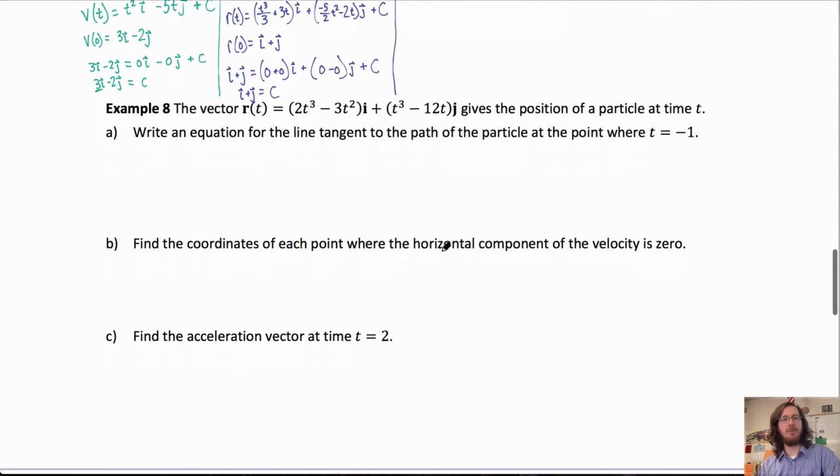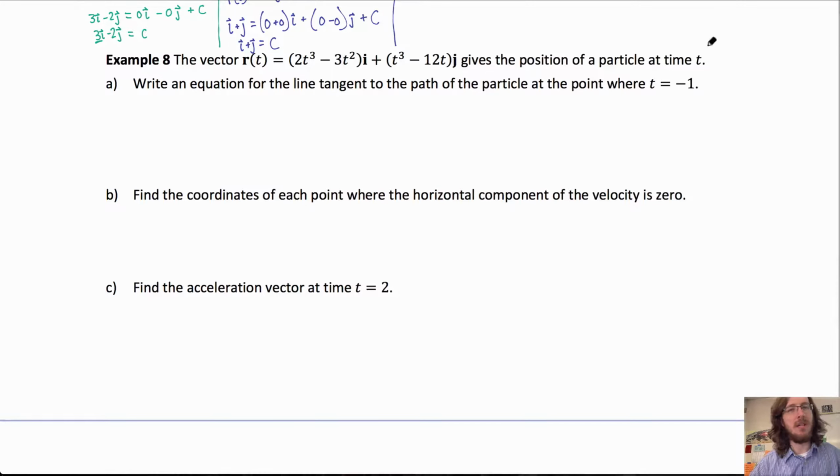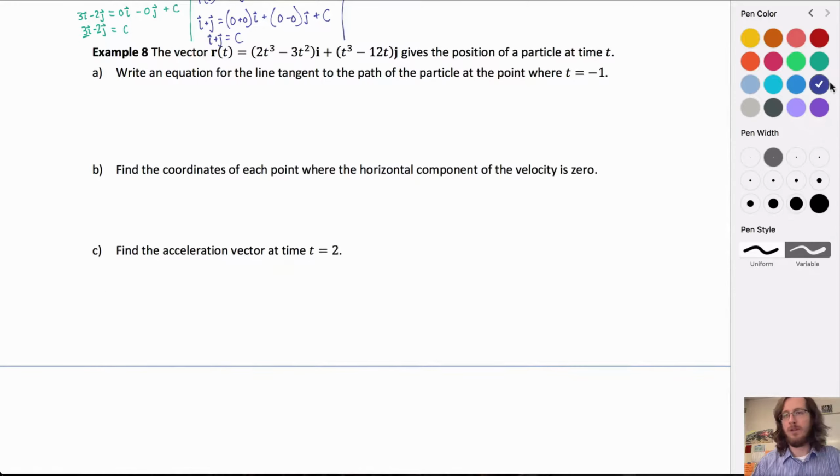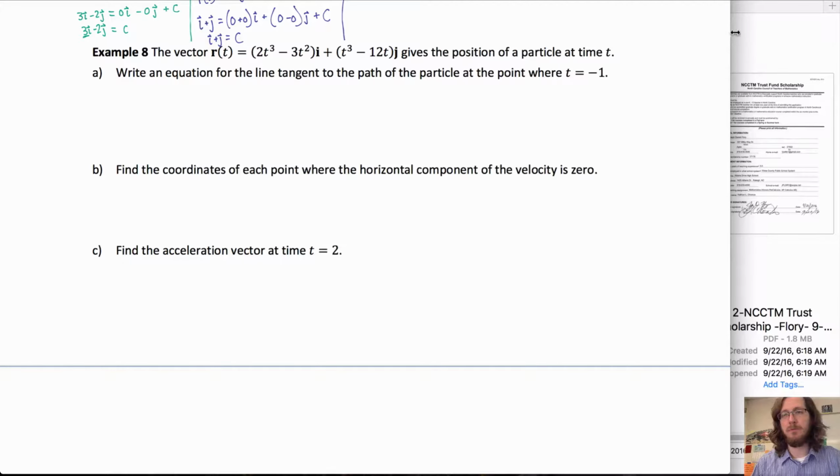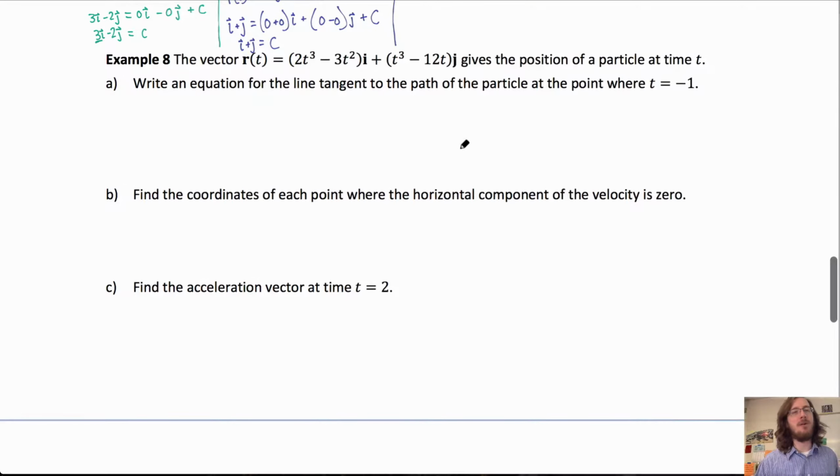All right, last example. Example 8 says the vector r of t equals 2t cubed minus 3t squared i plus t cubed minus 12t j gives the position of a particle at time t. All right, part A says write an equation for the line tangent to the path of the particle at the point where t equals -1. All right, I'm going to have to write small on this one. Got some steps to do.